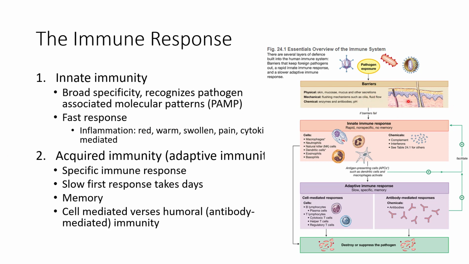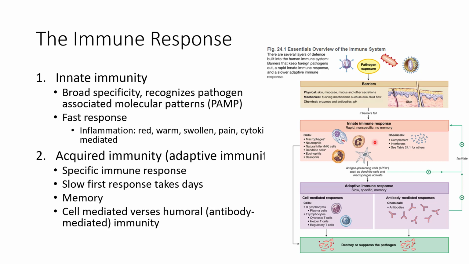But if that barrier fails, then we have two types of immune responses. The first is what we call innate immunity. This is very rapid, it's also non-specific, and there's not really any memory retained of the infection. The types of cells involved in this are our macrophages, our neutrophils, our natural killer cells, dendritic cells, eosinophils, and our basophils. I'll talk about these in just a minute. And then the chemicals that we have, we'll have complements and interferons and a couple others that play a role in it.